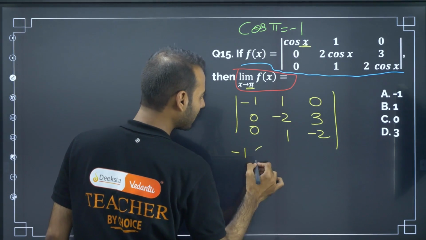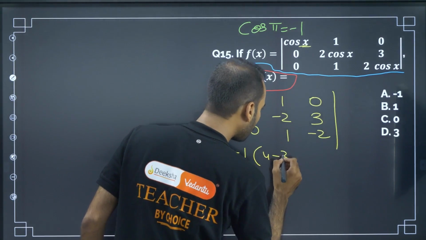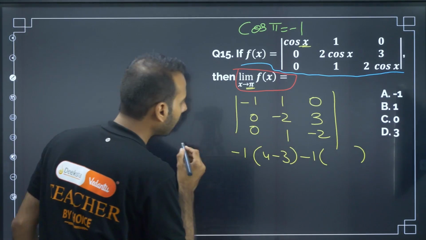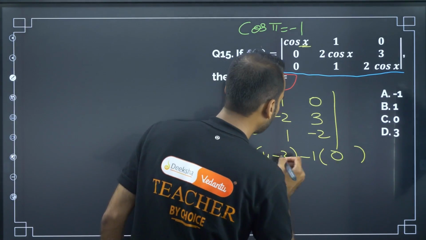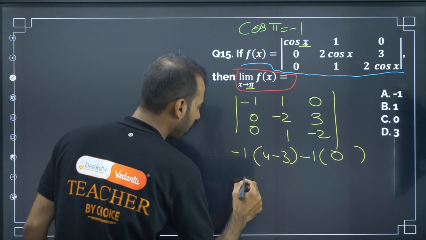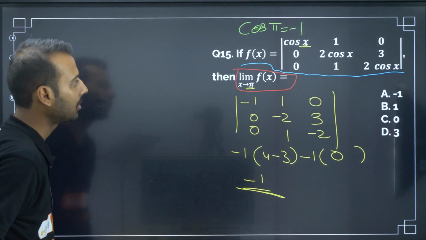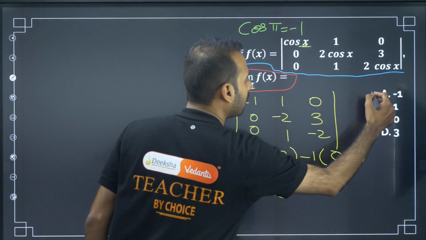Now to simplify this, 4 minus 3 minus 1, minus 1, 0, minus 1, 0. No need to find the remaining. Minus 1 is the answer for this. So is there any option like minus 1? Yes, A is the answer.